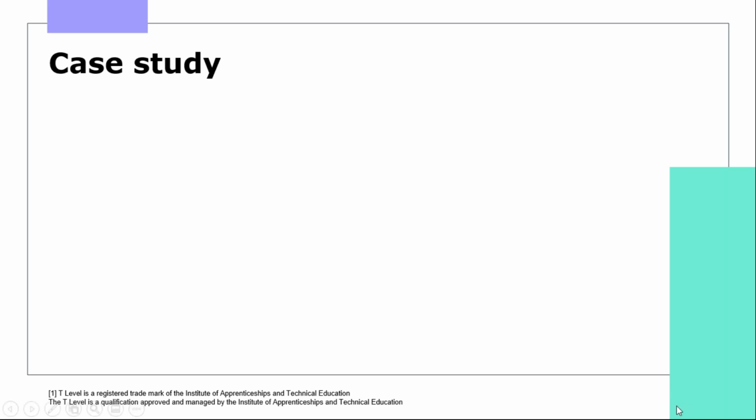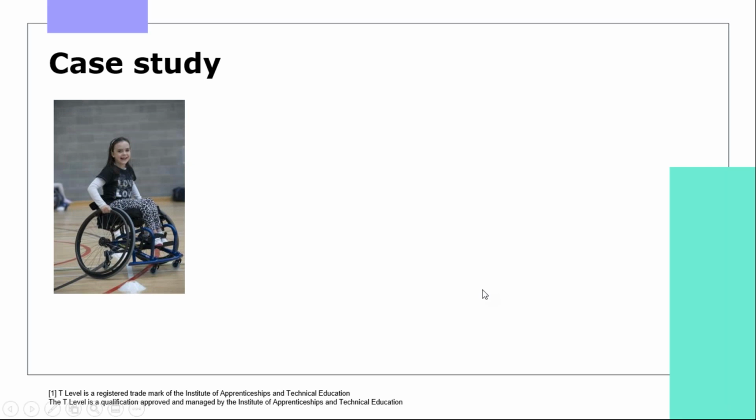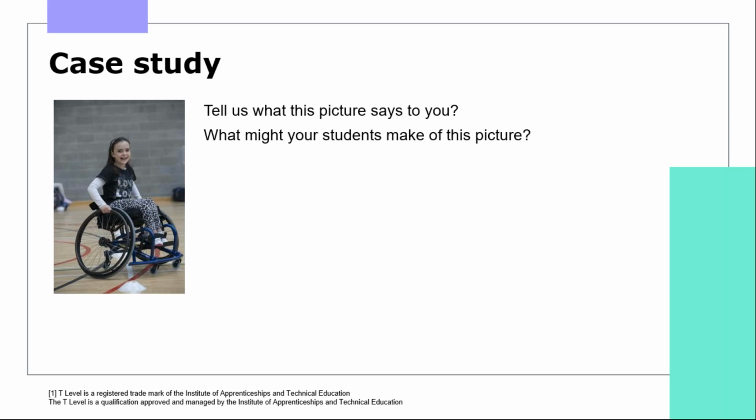So we're going to start with this image. My first question is, tell us what this picture says to you. You can either pop that into the question box or just hold it in your mind, please. What assumptions do you make about this child, and what do you base those assumptions on? While you're thinking about that, what might your students make of this picture? How would they respond to that same question? And if we were going to use this image as the basis of a case study, what would be included?